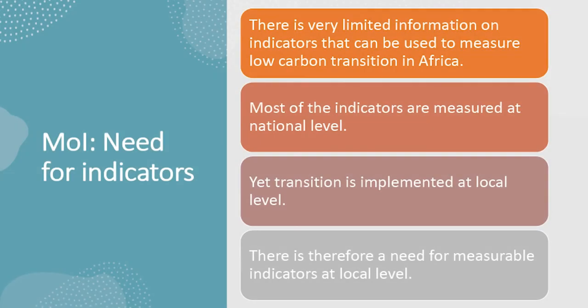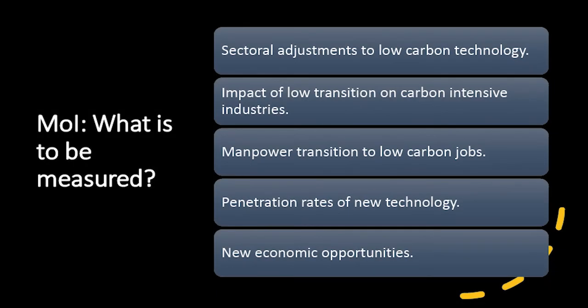So we need also to monitor and evaluate the low carbon transition. And like I said, this way indicators can be very useful. Now, when you're setting indicators, national indicators are helpful, but at times you also need subnational indicators or even local indicators on low carbon transition. So one question that comes, what is it that is to be measured? We need to measure sectoral adjustment to low carbon technology, impact of low carbon transition on carbon intensive industries, manpower transition to low carbon jobs, penetration rates of new technology, new economic opportunities. All these we need to measure. And then that can give us a very good direction when we are moving towards the low carbon economy.